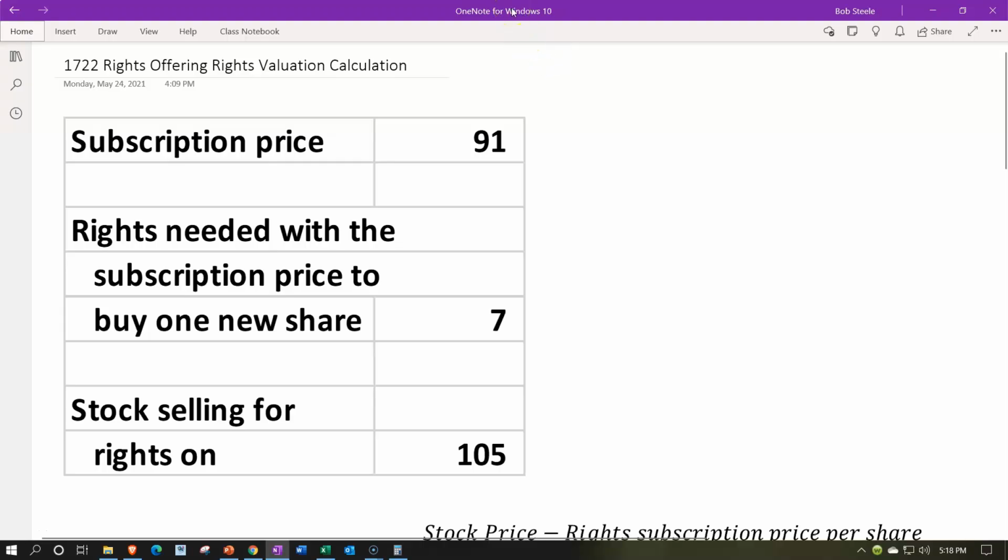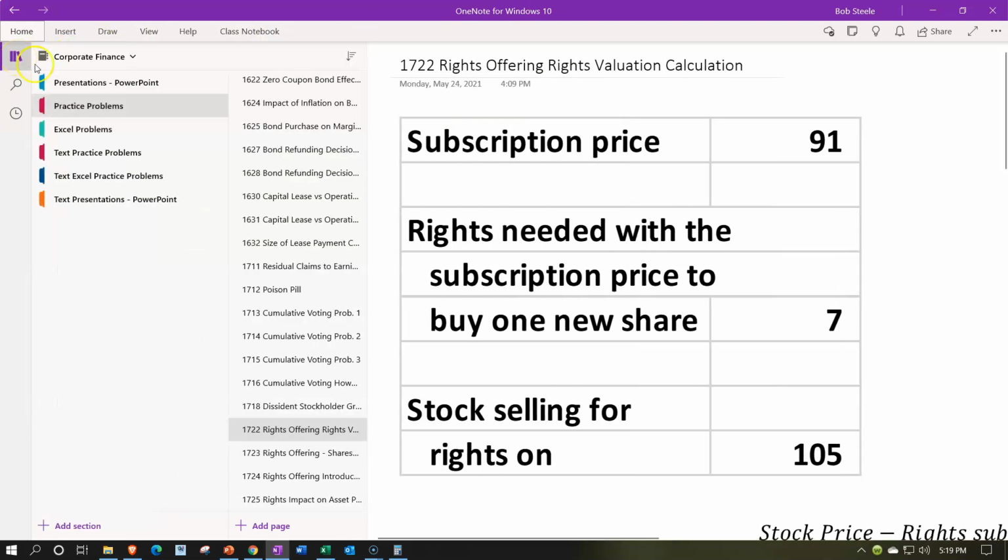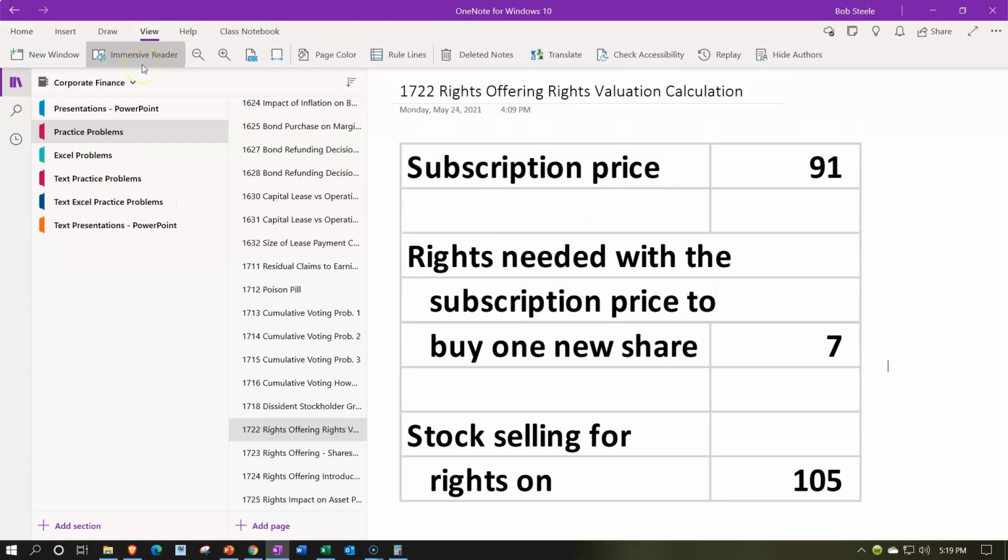If you have access to OneNote and would like to follow along, you're not required to, but if you would like to, we're in the icon on the left-hand side, the Practice Problems tab, down in the 1722 Rights Offering, Rights Valuation Calculation. Also note, when using OneNote, take a look at the Immersive Reader tool. Our practice problems will be down in the text area as well with the same name, same number, but with transcripts that can be translated into multiple different languages and either listened to or read with them.